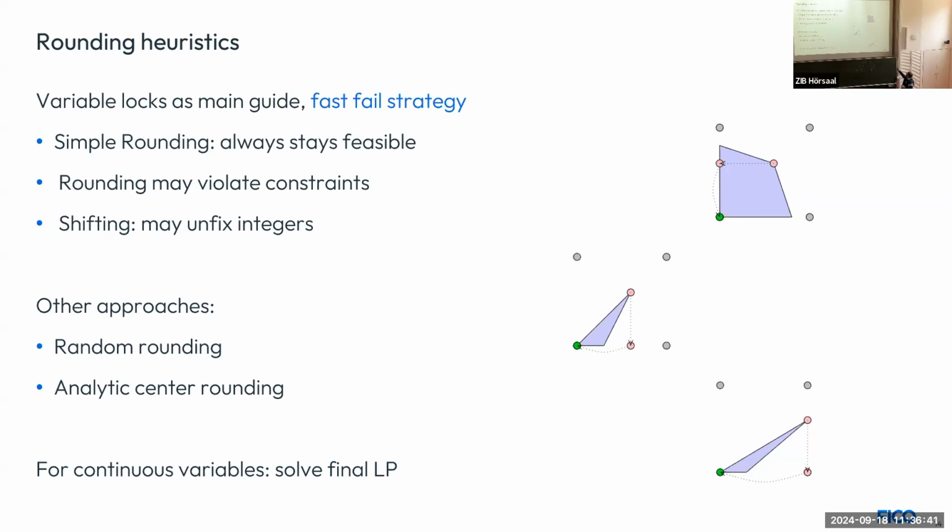Really not too interesting. There are different rules. There is even something like random round towards the analytic center. That's maybe the most interesting one. Some of the rounding heuristics, if applied to a MIP, at least would solve one final LP to get the continuous values straight.